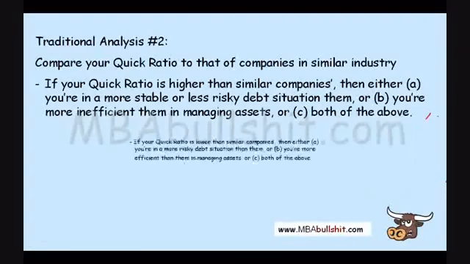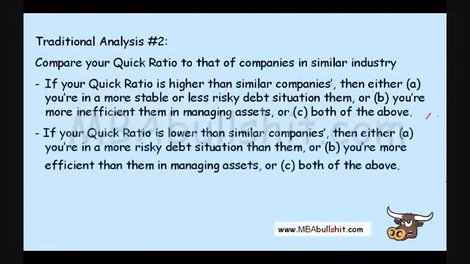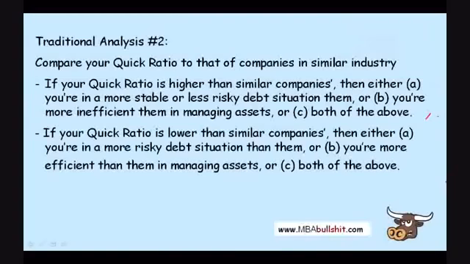If the quick ratio is lower than similar companies, then either it's in a more risky debt situation than them, or it's more efficient than them in managing assets. Maybe it's using less assets to generate the same amount of profit, or both of the above. Okay, so that's how simple it is.